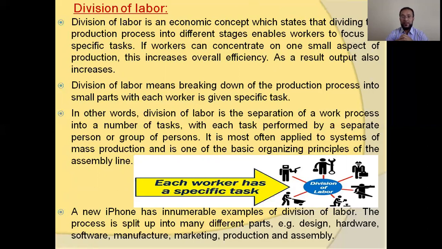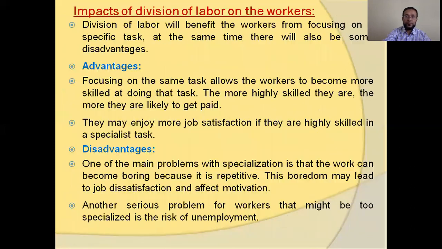For example, design, hardware, software, manufacture, marketing, production, and assembly. So all these are different parts of the production. To produce an iPhone mobile phone, these are the parts, these are the divisions, okay? Each and every worker or employee is assigned a specific task. Say in the design department, the designers will work, in the hardware department, the hardware engineers will work. So this is how the total working process is divided into small parts. This is called the division of labor.